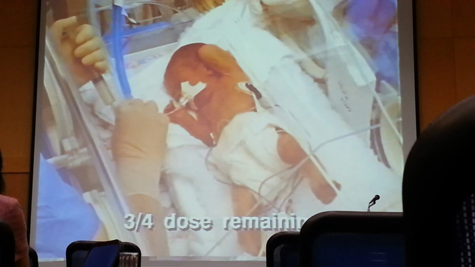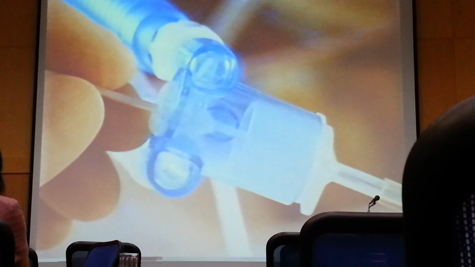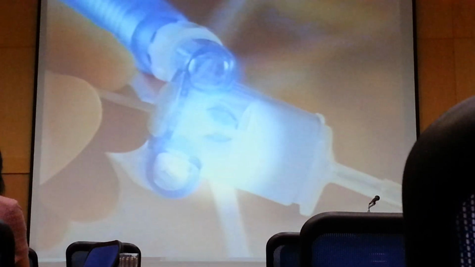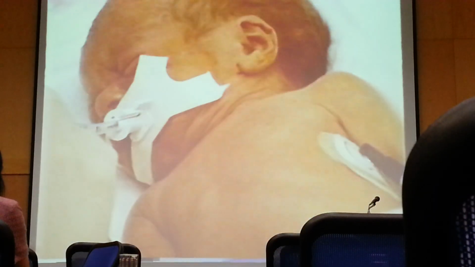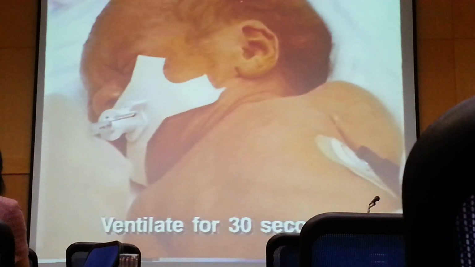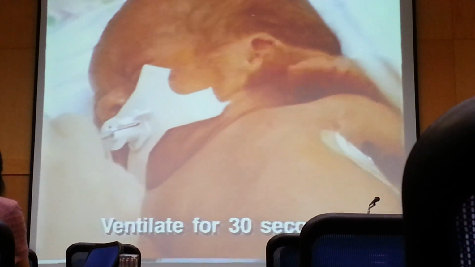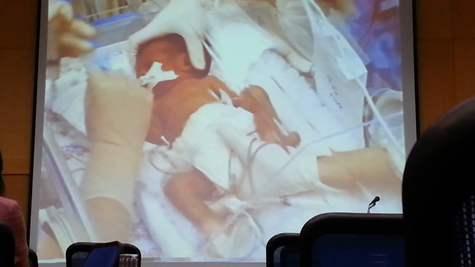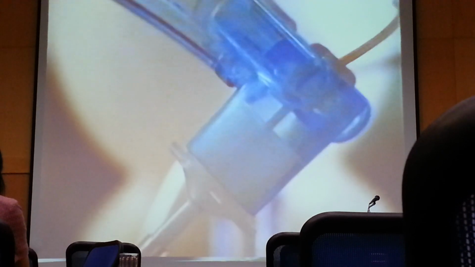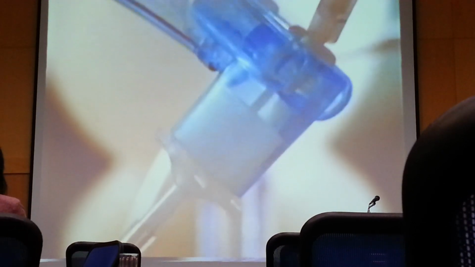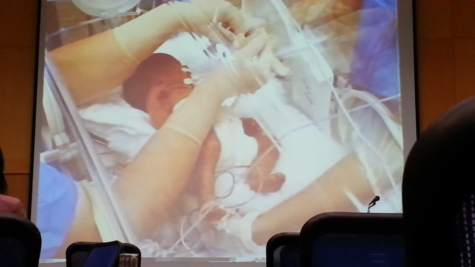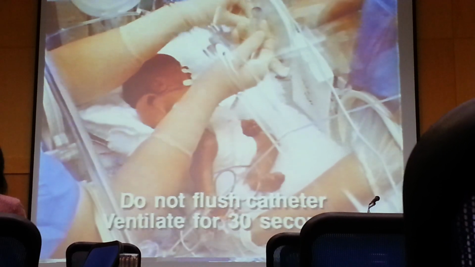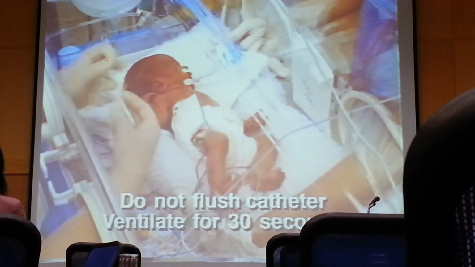Deliver the first fractional dose. Hold the cut end of the catheter back to the adapter. Mechanically ventilate for 30 seconds to distribute the drug. As shown for prevention, reposition the infant and repeat the process for each of the 3 remaining fractional doses. After the final fractional dose has been given, remove the catheter without flushing.